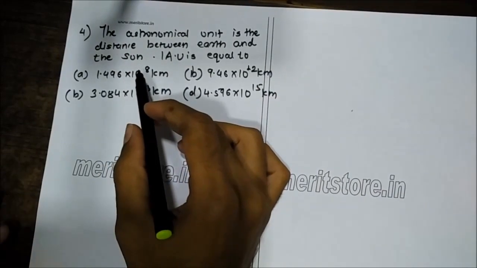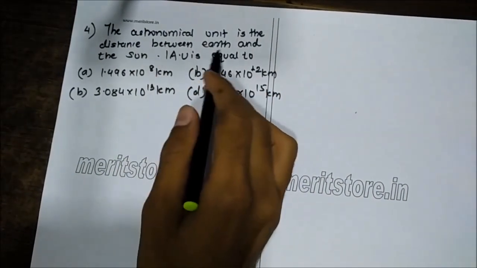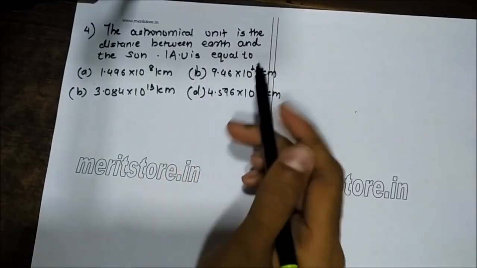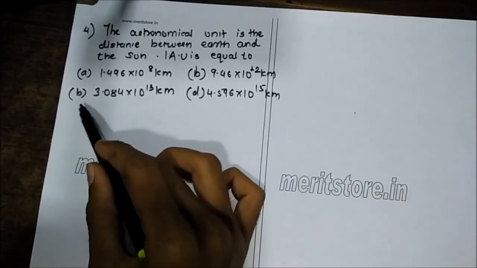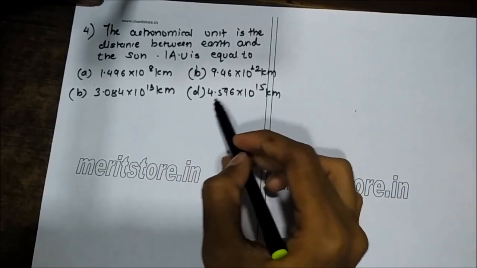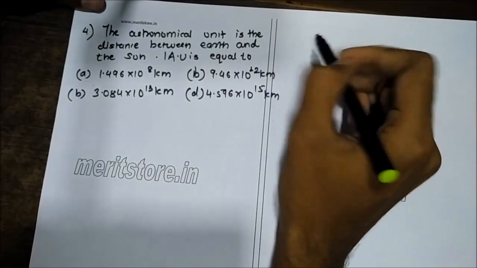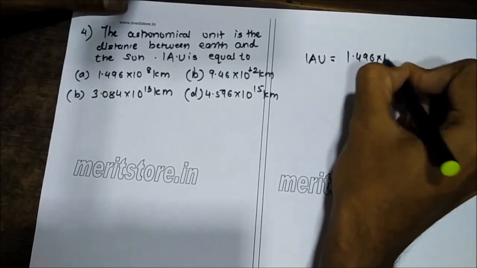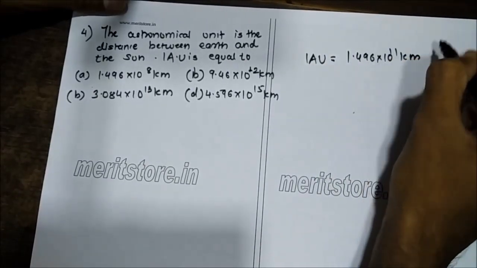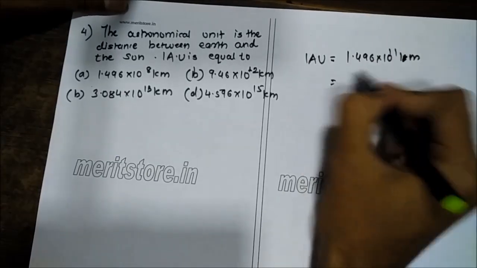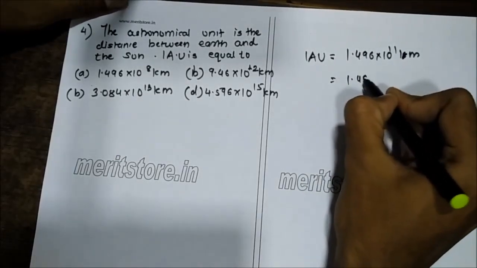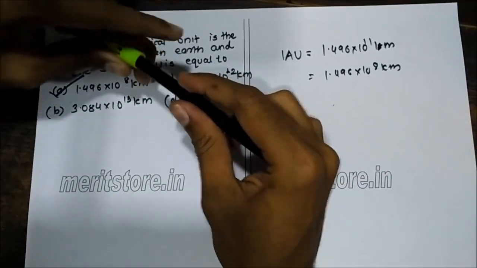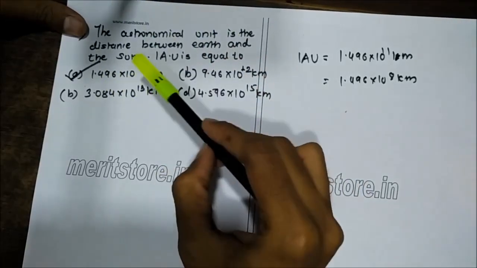Okay, the astronomical unit is the distance between the earth and the sun. One astronomical unit is equal to 1.496 into 10 raised to 8 kilometers, 9.46 into 10 raised to 12 kilometers, 3.084 into 10 raised to 13 kilometers, or 4.596 into 10 raised to 15 kilometers. So basically one astronomical unit is equal to 1.496 into 10 raised to 11 meters, sorry, it is 11 meters, and converting into kilometers we get 1.496 into 10 raised to 8 kilometers. So A is the correct option.